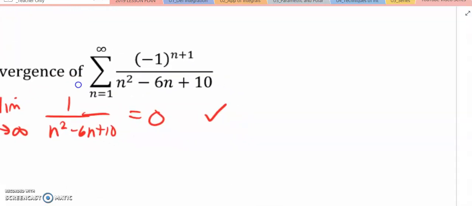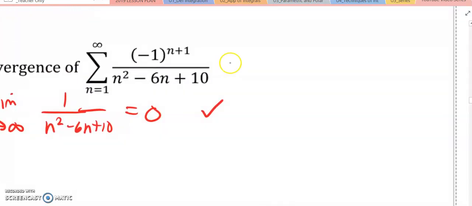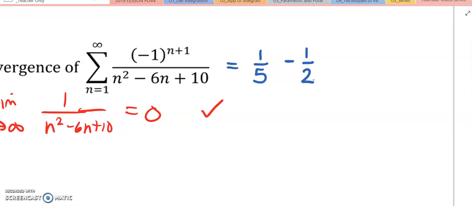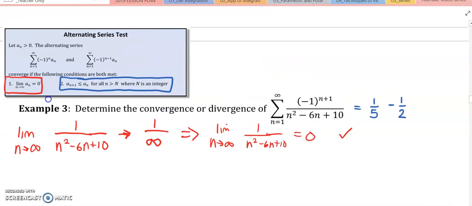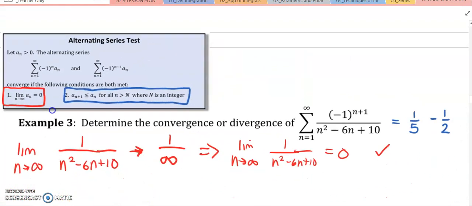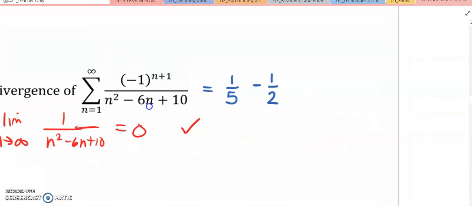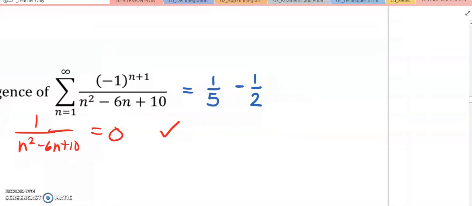If you take this series and you plug 1 in, what I'm going to get is a positive 1/5. When I plug in the second term, I'm going to get a negative 1/2. Now remember, we're not worried about the plus minus because we know it's going to alternate. But keep in mind that 1/2 is bigger than 1/5. So one might say, well, this is going to fail because the next term is bigger. But keep in mind that the condition clearly says that it doesn't have to be the first term where this happens. It just has to eventually happen. And that's what makes this difficult.